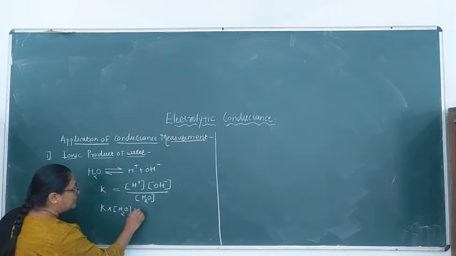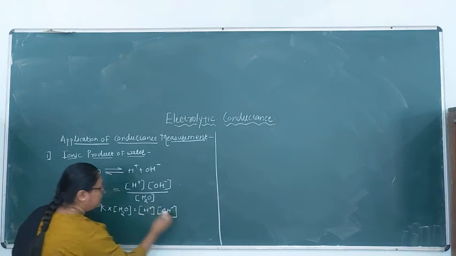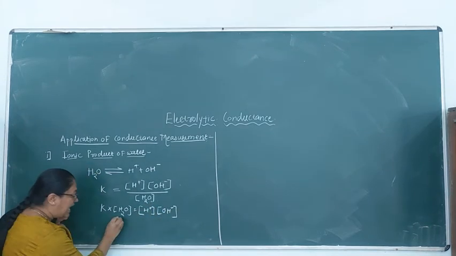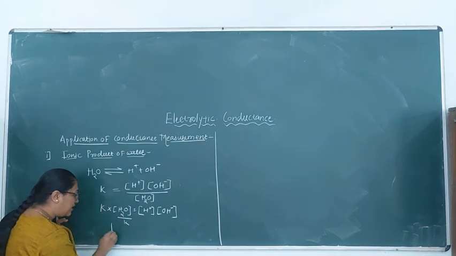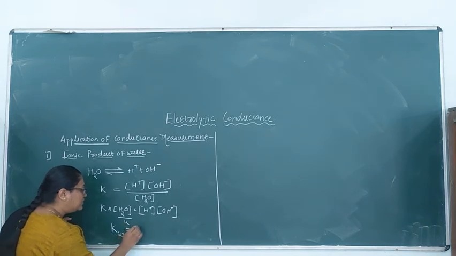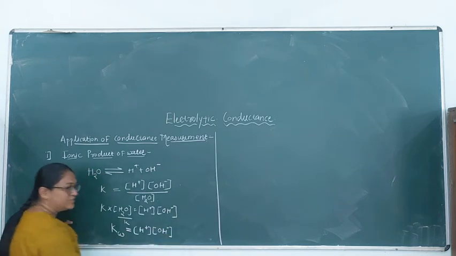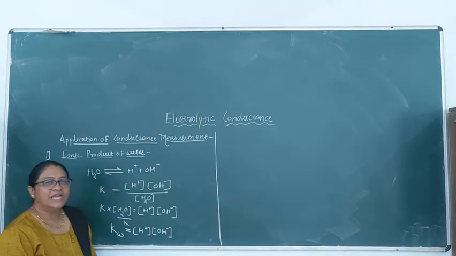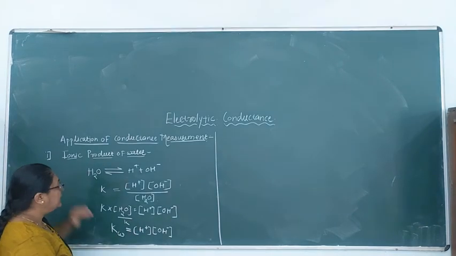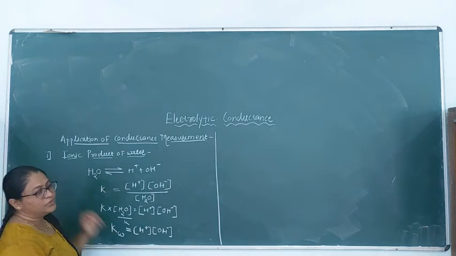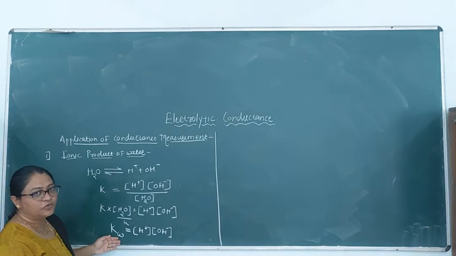So this is what our equation becomes. The water concentration I have taken on this side, as this is a constant, so we can take it as one more constant, and this K with the small k is called Kw, which is equal to concentration of H plus into concentration of OH minus. This Kw is called the ionization constant for the water, or it is also called the ionic product of the water, and from the conductivity measurements we can find out the ionic product for the water.